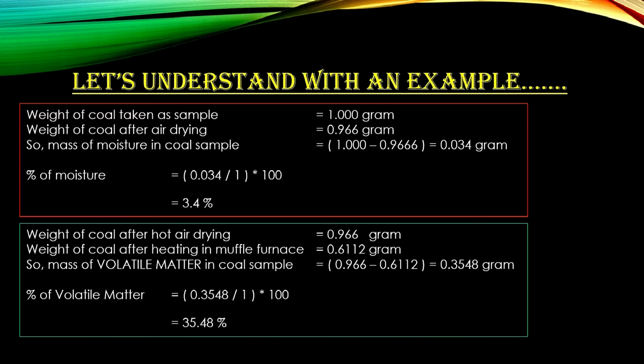Weight of coal after hot air drying is 0.966 gram. Weight of coal after heating in muffle furnace is 0.6112 gram. So mass of volatile matter in coal sample is 0.3548 gram. So the percentage of volatile matter is 35.48%.